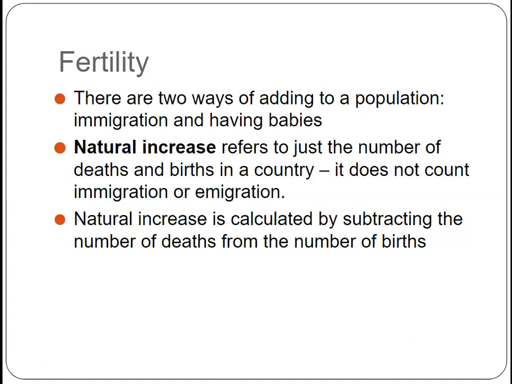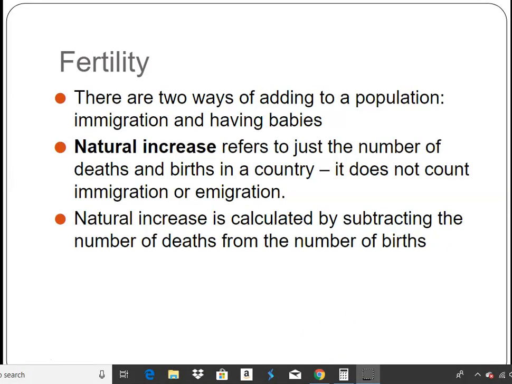So, natural increase is going to refer to just the number of deaths and births in a country. It does not look at immigration or emigration. Okay. So, immigration with an I is people moving into your country, and emigration is people moving out of your country. If you have someone immigrating into your country, that's going to add to your population. If you have someone emigrating out of your country, that's going to subtract from your population. Natural increase, however, does not look at either of those numbers. So we simply take the number of deaths, subtract it from the number of births, and you get a raw number.